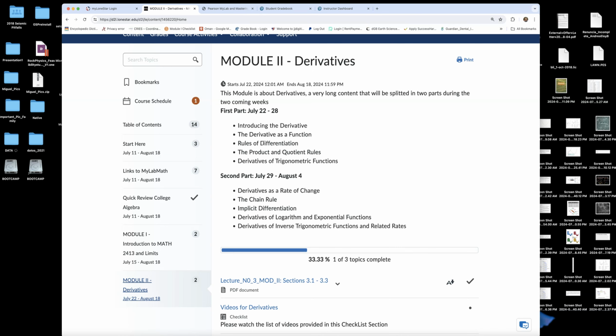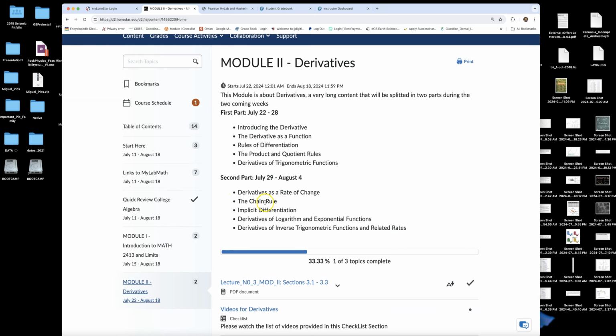And then, in the second part, we are going to complete the different rules that you can use in order to compute the complete suite of derivatives. Okay, so you're gonna see something that is called the chain rule, implicit differentiation, and also we're gonna start computing derivatives of transcendental functions, like the logarithmic functions, exponential functions, and the trigonometric functions.